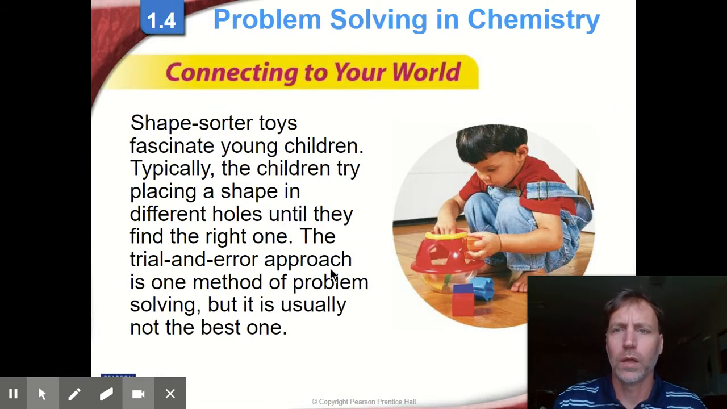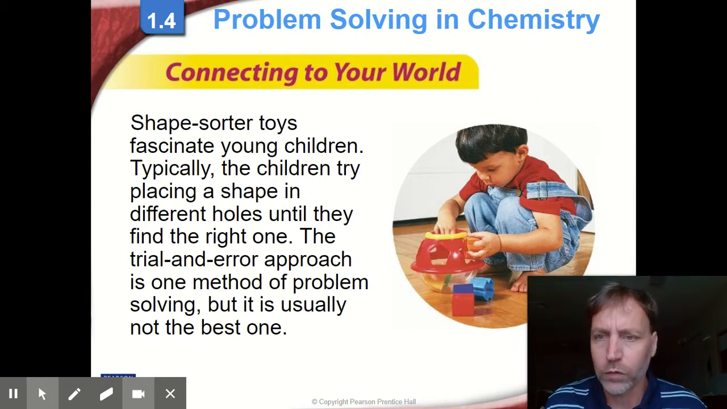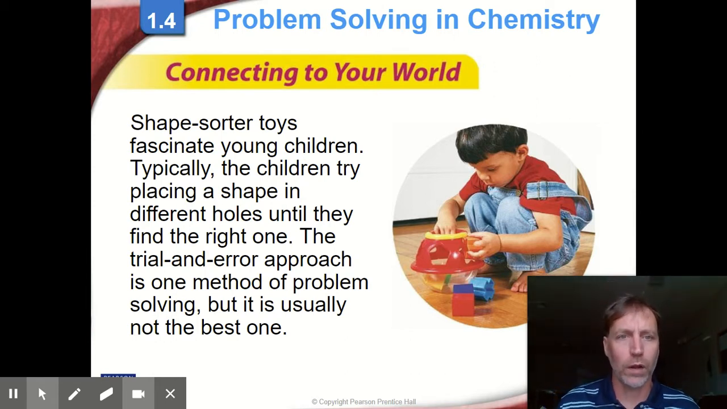We're going to talk about different types of things, shape sorters, okay? Things like that help us understand our world. We try things through trial and error. When you're a little kid, you might have played with some toys, and it was okay to do things with trial and error, right? Sometimes one method doesn't work, and you have to try another method.